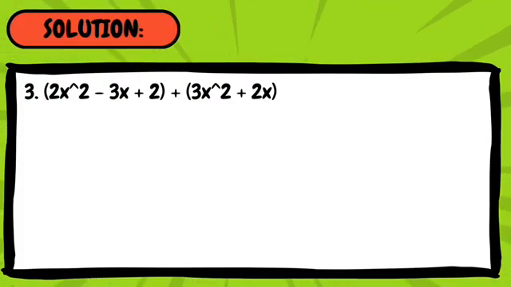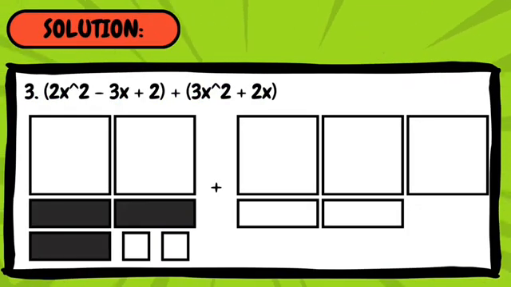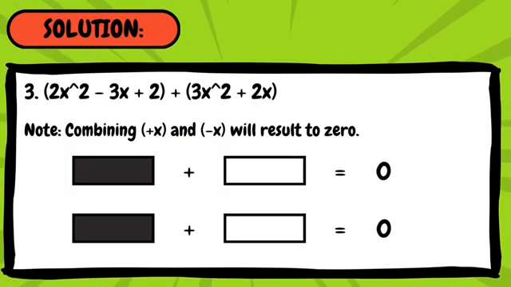2x squared minus 3x plus 2 plus 3x squared plus 2x. So to represent 2x squared minus 3x plus 2, we're just going to put 2 large unshaded squares, 3 shaded rectangles, and 2 unshaded small squares. So for us to represent 3x squared plus 2x, we just need to put 3 large unshaded squares and 2 unshaded rectangles. So note, combining positive x and negative x will result to 0.